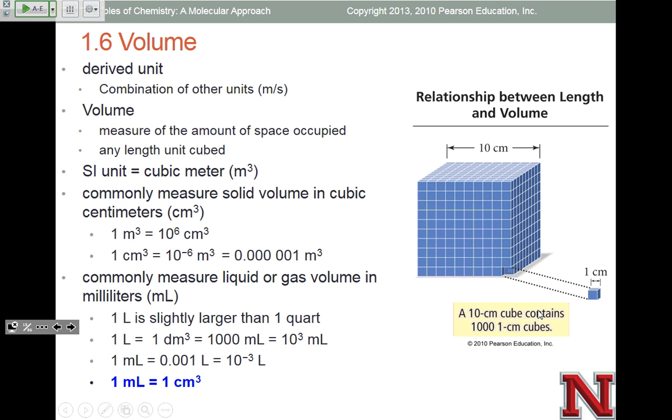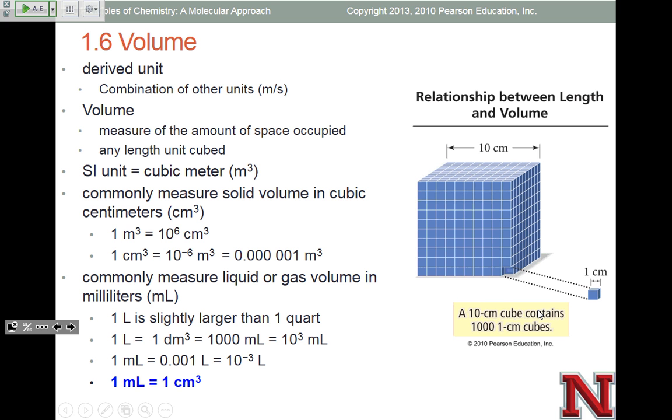So also, in liquid or gas volume, oftentimes you'll see milliliters. And here are just some conversions. Again, you don't necessarily need to memorize them. However, do know this one. 1 milliliter equals 1 centimeter cubed, because you'll see that oftentimes with density, where that's interchangeable. And it's interchangeable because they're equal. So 1 milliliter equals 1 centimeter cubed. Yes? Is that also equal to 1 gram?